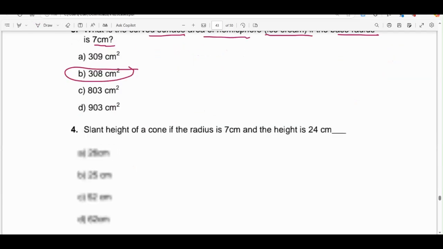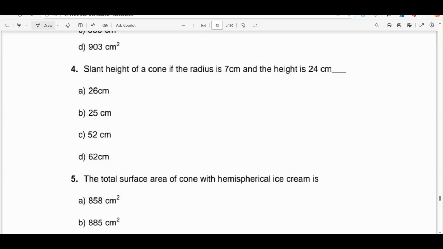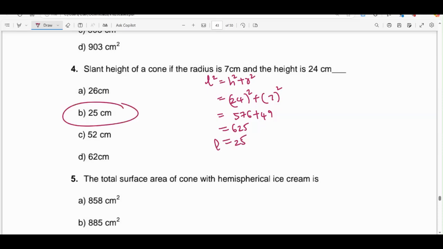Then moving on with the next one, we have slant height of a cone if the radius is 7 and height is 24. So we have the formula slant height L square equals h square plus r square. So height is 24 and radius is 7. So it will be 24 square is 576 plus 49. So when you add you get 625. Square root of 625 is 25. So the slant height is 25 centimeter.